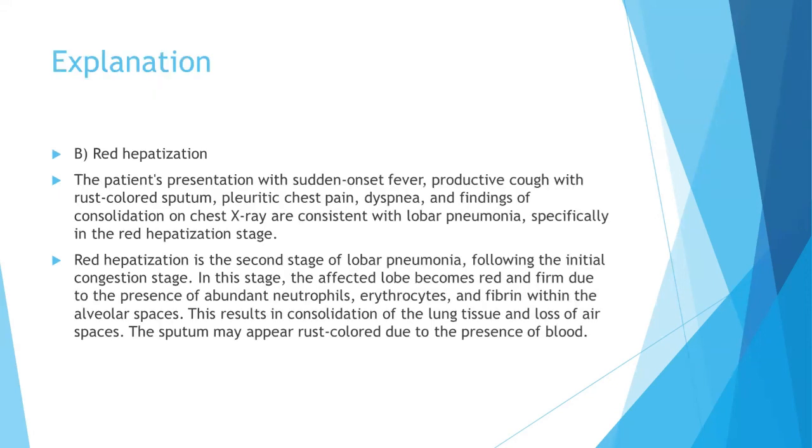The patient's presentation with sudden onset fever, productive cough with rust-colored sputum, pleuritic chest pain, dyspnea, and findings of consolidation on chest X-ray are consistent with lobar pneumonia, specifically in the red hepatization stage. The red hepatization is the second stage of lobar pneumonia following the initial congestion stage. In this stage, the affected lobe becomes red and firm due to the presence of abundant neutrophils, erythrocytes, and fibrin within the alveolar spaces. This results in consolidation of the lung tissue and loss of air spaces. The sputum may appear rust colored due to the presence of blood.